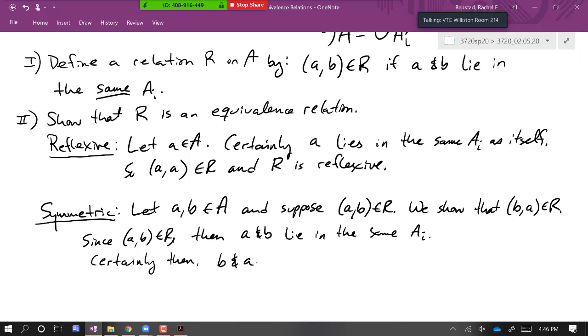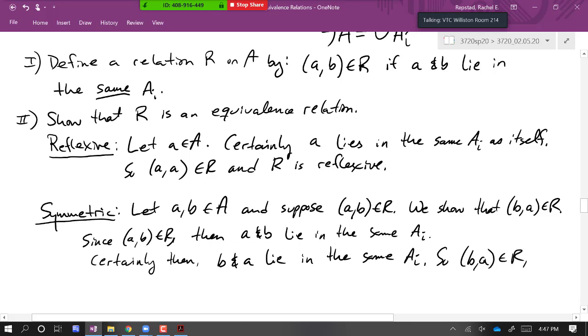You could say that, well, just as you could say A and B lie in the same A sub I, you could say B and A lie in the same A sub I. Yeah, the two elements are in the same set, right? So that means BA is in the relation and R is symmetric.